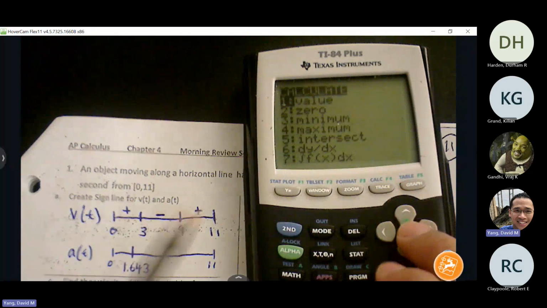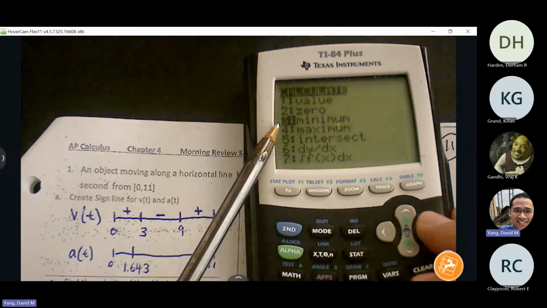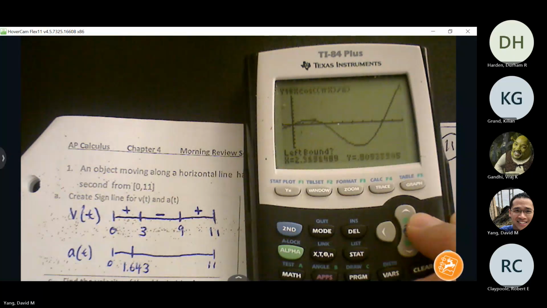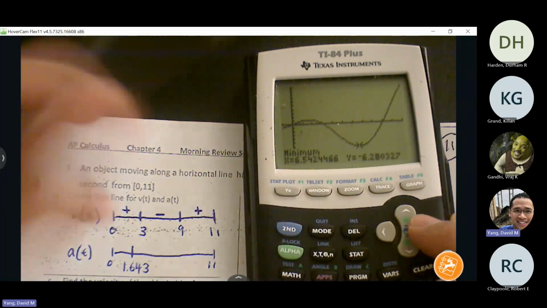Now we want to find a relative minimum. So do second trace minimum, second trace 3. Okay, pick a point to the left of your relative minimum, hit enter. Pick a point on the other side of your relative minimum, hit enter. 6.542.